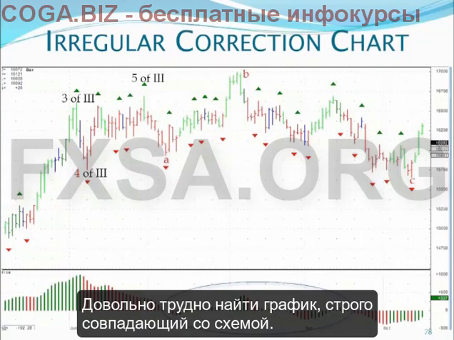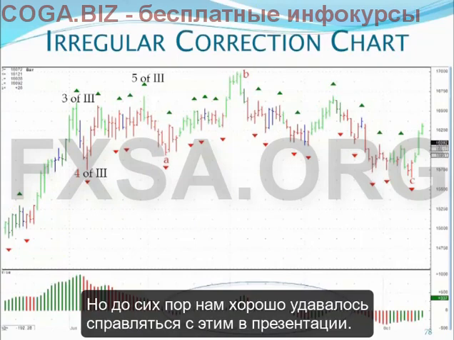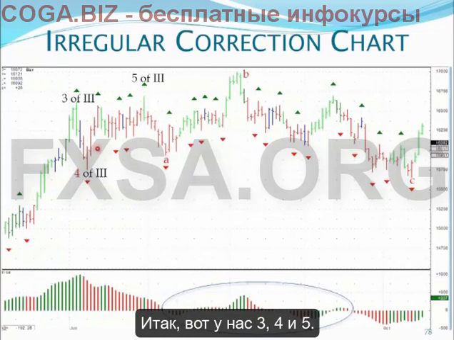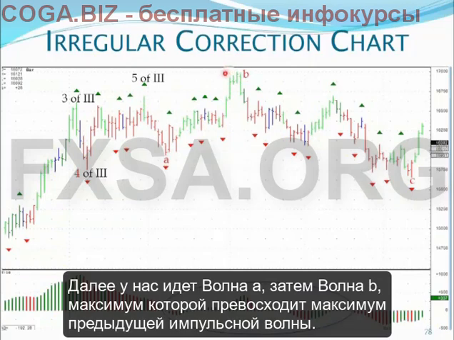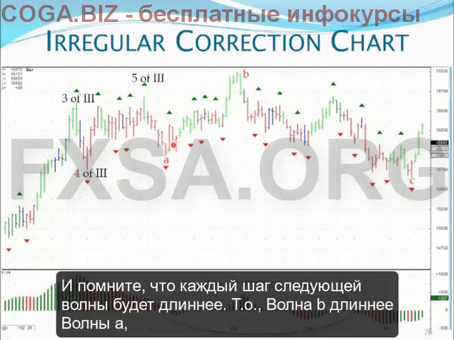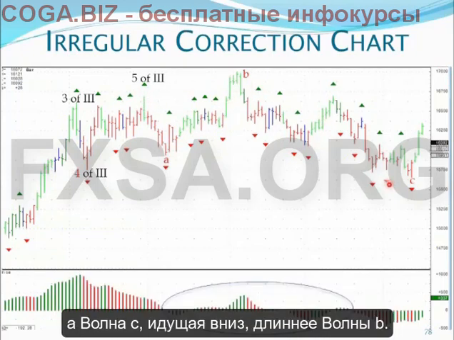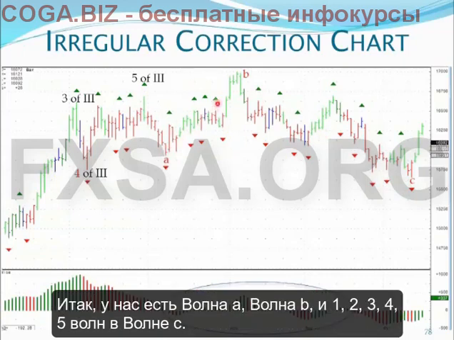Now it's difficult to find a chart that matches identical with the diagram, but we've done pretty well so far in the presentation. So here we have a 3, a 4, and a 5. Now we have an A wave, the B wave that exceeds the high of the previous impulse wave. And remember, each leg is going to get longer. So B is longer than the A wave, and now the C wave down is longer than the B wave. So we have an A wave, a B wave, and a 1, 2, 3, 4, 5 of C.